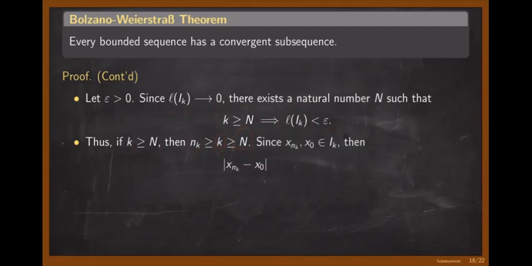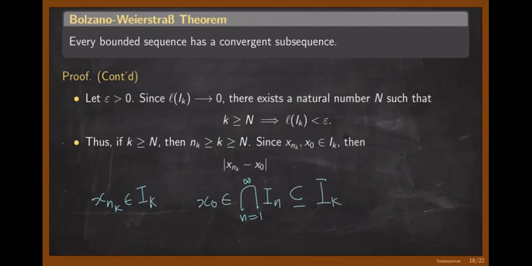Hence, dahil yung xnk at x naught, ganito. By default, yung xnk nasa ik. Yung x naught ay nasa intersection. Pag nasa intersection, di ba nandun din yun sa ik? Kasi ang intersection, si ik ay isa sa mga nakiki-intersect to get the intersection. Kaya yung x naught nandun din sa ik.